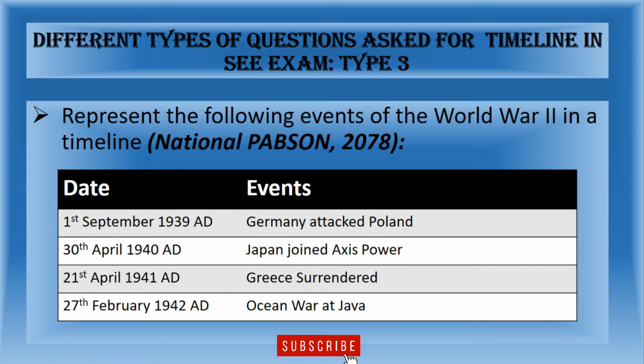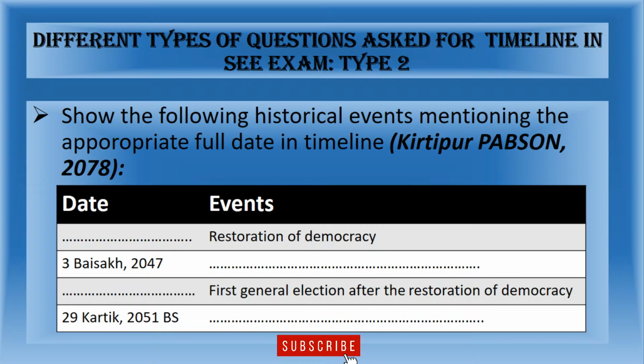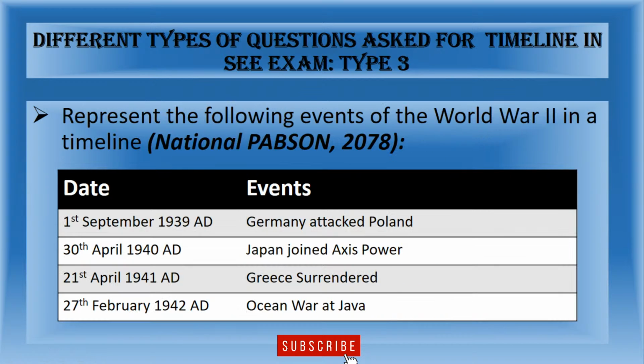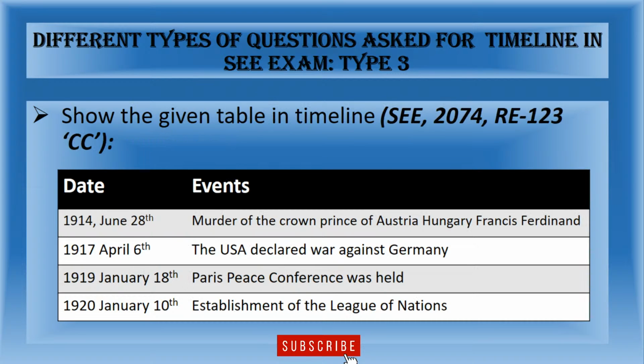So it will be easy for you to construct the timeline. So what is the difference between type 2 and type 3? In type 2 you have to fill the date yourself or fill the event yourself, but here all the events and dates are given. And another example: show the given table in a timeline. It was asked in SEE 2074. Look, here also dates and events are all given.